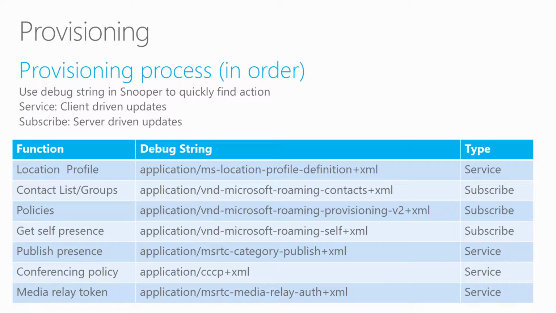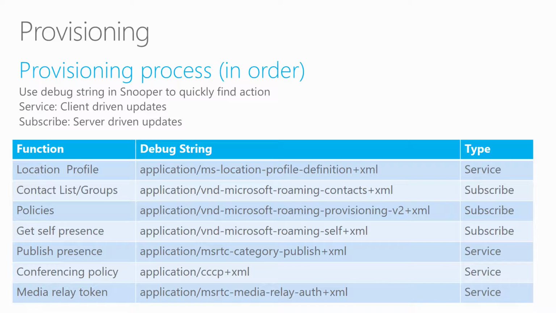So you can look at these logs and find out what configuration the client actually gets. Here in the table, you can see the different parts of provisioning. The function lists what function it is, so the location profile, and we'll take a look at this one in a second, but the location profile is the dial plan information for the user, how phone numbers are normalized.